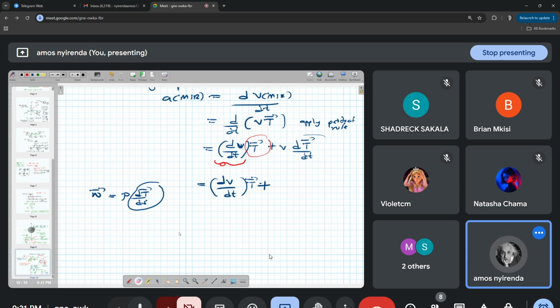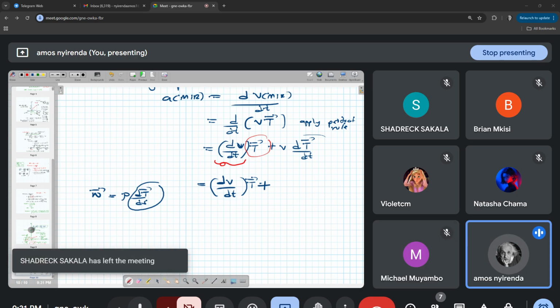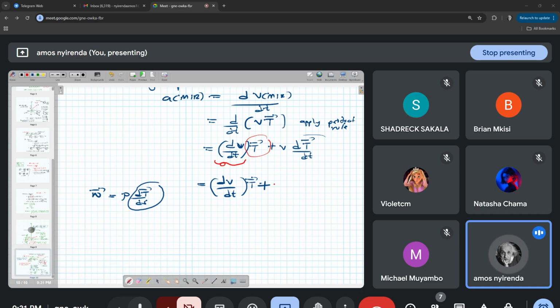So yes, Violet, you are right. I made the mistake here. I forgot that there's a dt at the bottom here. That's why something was missing in my formula. So what we can do here is we can say v, and then this dt that we have here, I can first of all say ds, and then it is going to be ds divided by dt, like so. So now it's correct.